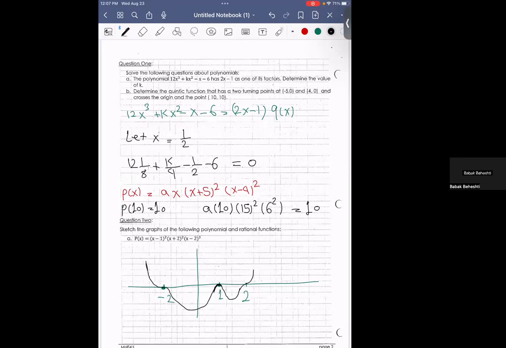And the reason is, when you have something like x minus 1 squared, if it's a square, then it touches the x-axis. If the power is even, it behaves either like this or like this. Even powers touch the x-axis like this.